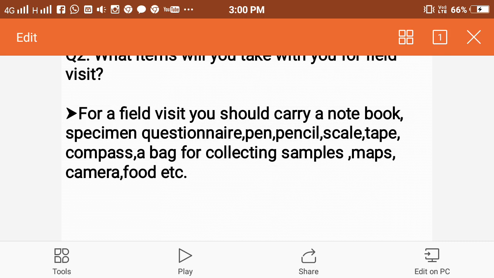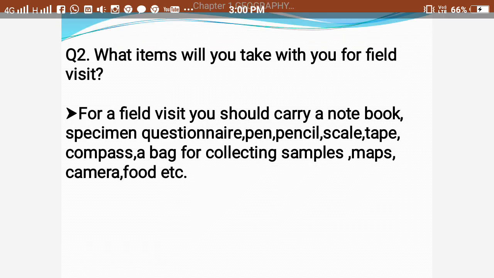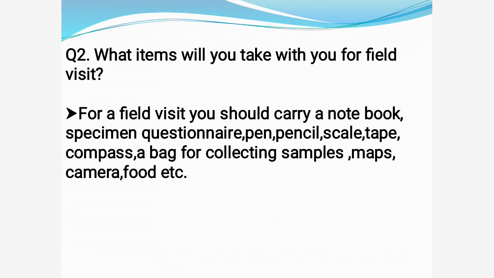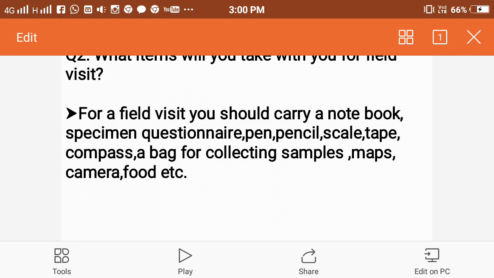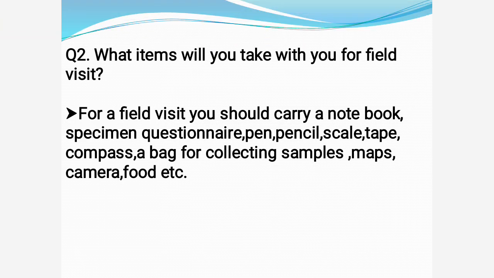Scale, a tape, compass. Why a compass? So that you get to know the direction, whether it's in north, south, east or west. A bag for collecting your samples. Maps, which will give you clear idea about that place. Camera to take the snaps or click the pictures of the place. And food to eat. That is why these are the things which are very essential for your field visit.